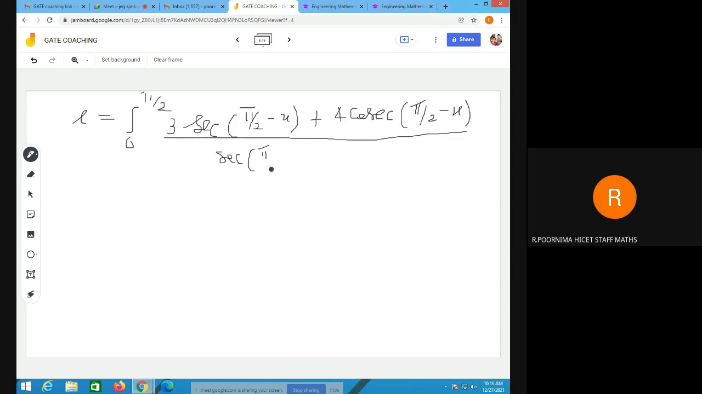What is secant of 90 minus theta? Can anyone tell me? Secant of 90 minus theta and cosecant of 90 minus theta, what is the answer you are getting?